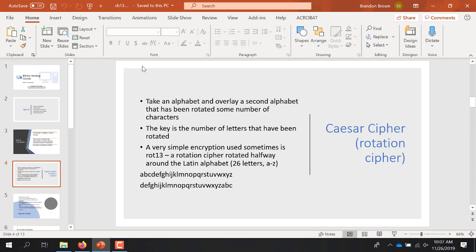The key is the number of letters that have been rotated. And very simply put, there's only a finite number of combinations that we can do. Now, in modern computing, cracking a Caesar cipher is extremely easy. It doesn't take a lot of effort. We're not dealing with translation of lowercase to uppercase. We're not using any numbers, right? We are only dealing with the lowercase letter alphabet. So as you can see here, we have the ROT 3.